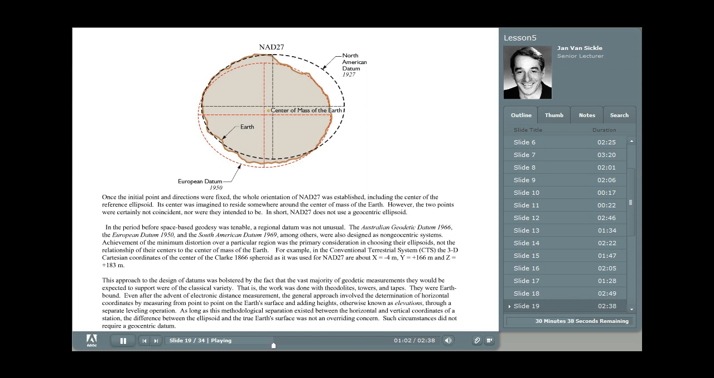The world was, and is still, populated with numerous regional datums. The Australian Geodetic Datum 1966, European Datum 1950, South American Datum 1969, and many, many others. They're not geocentric, weren't intended to be geocentric. Actually, in modern times, it's become clear that NAD 27 is in X about -4 meters, Y plus 166 meters, and Z plus 183 meters from the actual geocenter, approximately.